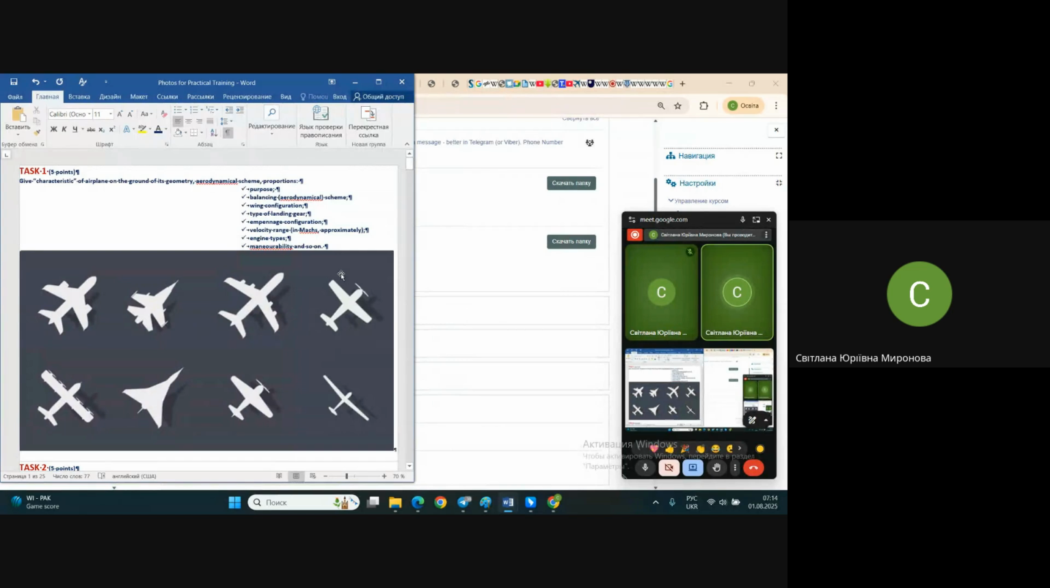It's difficult to make it completely individual, but at least you will have variants of tasks. In each variant, you have some photos of airplanes of different classes and different design. What I ask you to do is give a characteristic of the airplane, not much, literally about 10-15 words. In these 10-15 words, it should be explained what the purpose of the airplane is, considering what it looks like.